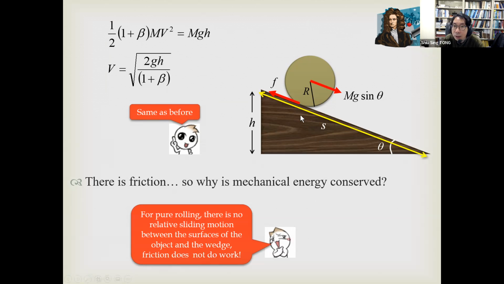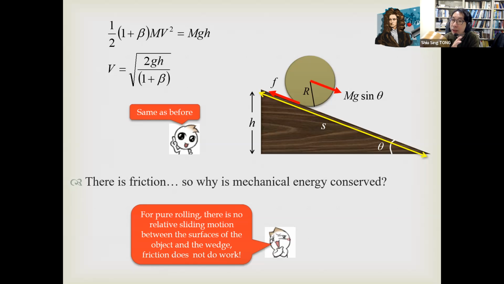Now, the answer is like this. Although there is a frictional force between the cylinder and the inclined plane, the friction does no work. But you may wonder why. Well, there's motion. But why do you say that the frictional force does no work? Now, the tricky thing is like this. Because we are dealing with pure rolling, every point on the cylinder surface will get in touch with every point on the inclined plane, and there's actually no relative sliding motion between the two surfaces. And if there's no sliding between the two surfaces, the frictional force does not work.